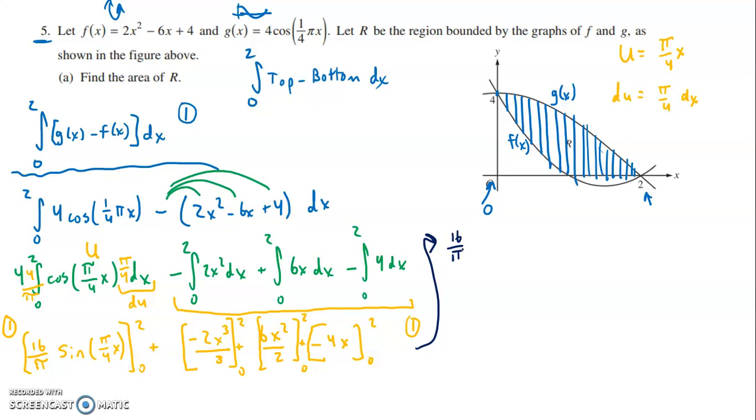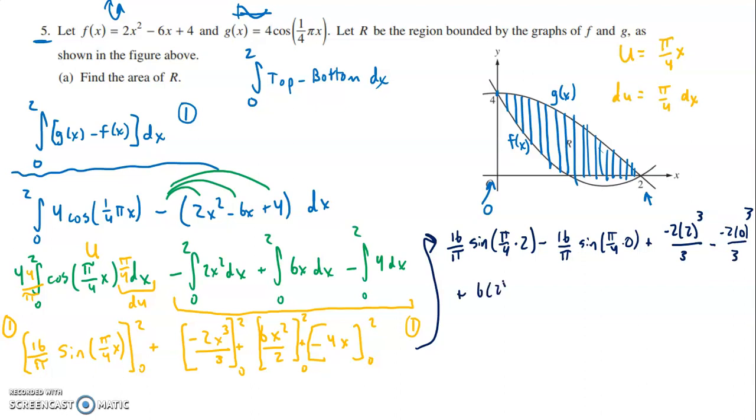So I would have 16 over pi sine of pi over 4 times 2, minus 16 over pi sine of pi over 4 times 0, and then plus, here we've got negative 2 times 2 cubed over 3, and then minus negative 2 times 0 cubed over 3, plus 6 times 2 squared over 2, minus 6 times 0 squared over 2, and then plus negative 4 times 2 minus negative 4 times 0.